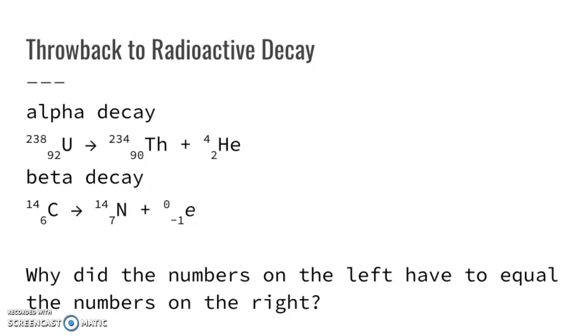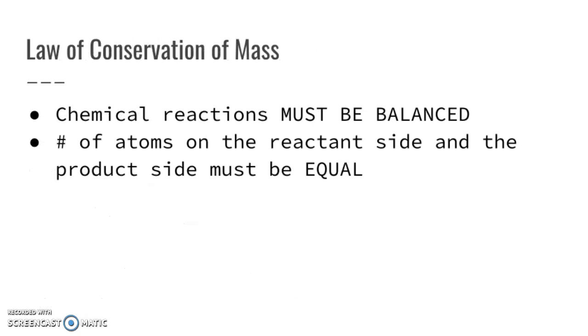So when we are throwing it back to radioactive decay, because you guys have all learned this, right? We had learned that if I was solving for an unknown, I had to add up my top numbers and my bottom numbers to make sure that on each side of the arrow they were equal to each other. And we had said that the numbers on the right and left had to equal each other because of the law of conservation of mass, right? And that just pretty much says that matter is neither created nor destroyed, it's just transferred.